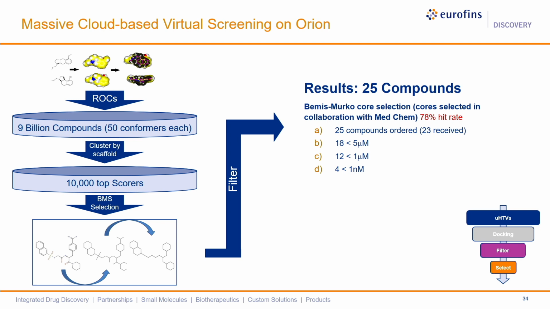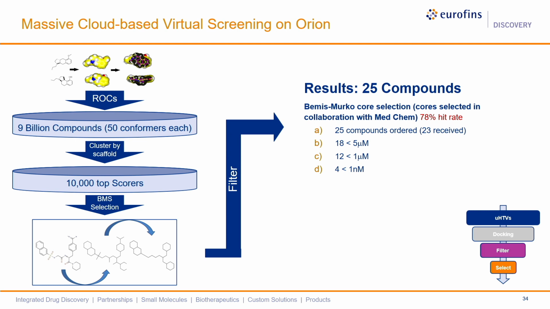This is one of our highest hit rates that we have got. But in terms of a 78% hit rate, it doesn't mean much. The most interesting result here is we were able to identify 4 compounds with less than 1 nanomolar potency. So that shows that we can explore very large chemical space and identify a potent molecule through this approach.